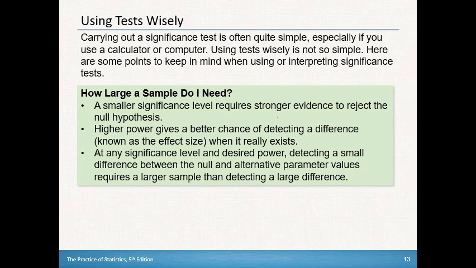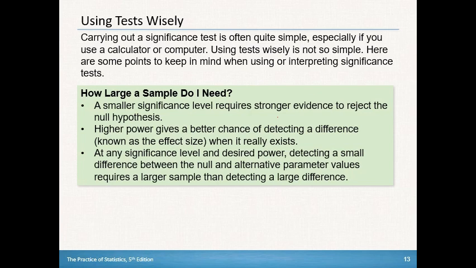And the third thing is that at any significance level and desired power level, detecting a small difference between the null parameter value and the alternative parameter value, again, that's known as the effect size, requires much larger sample sizes.